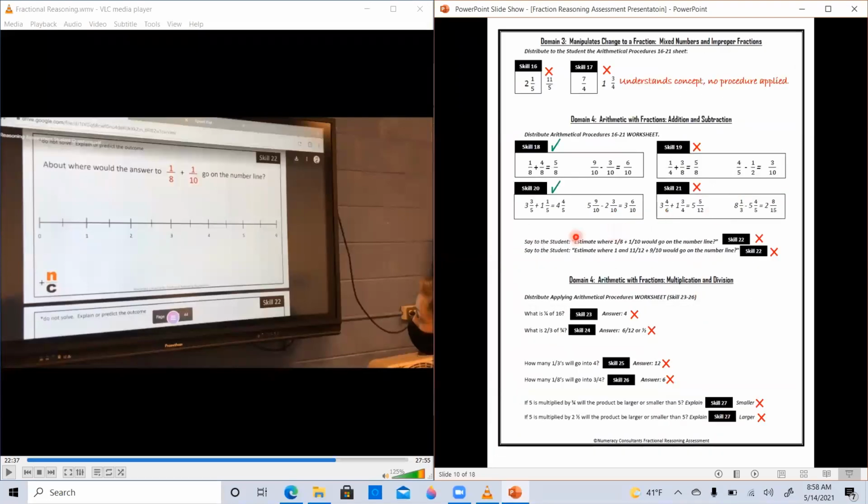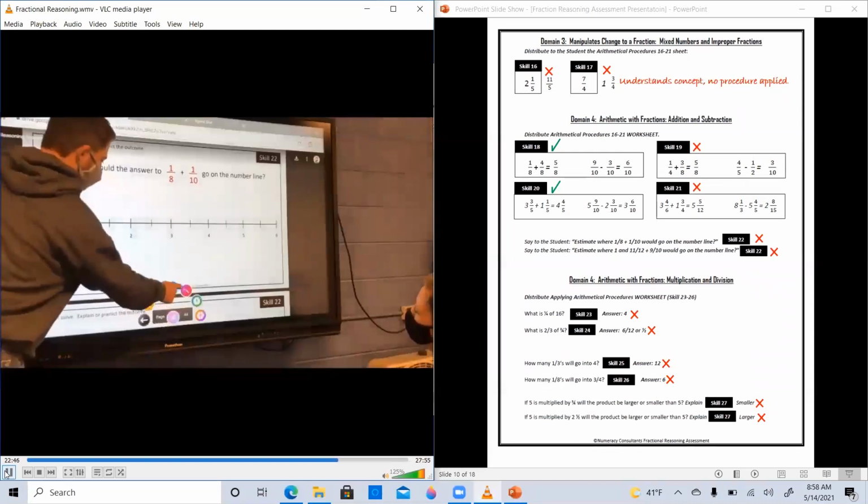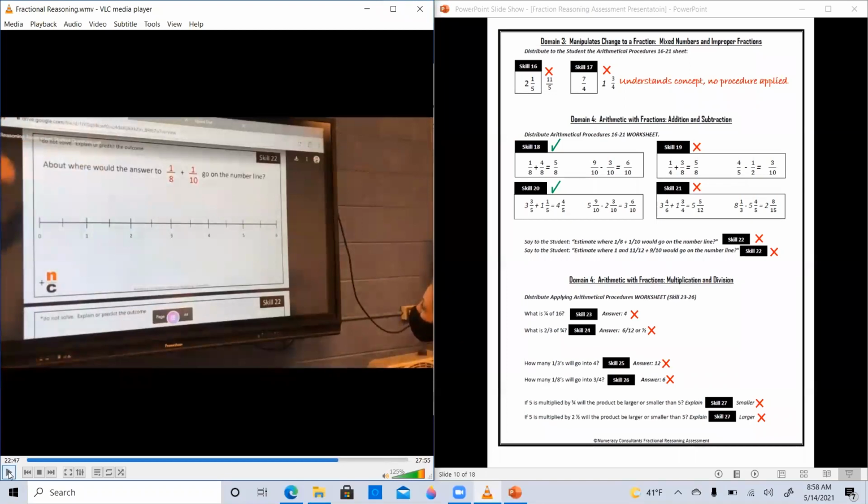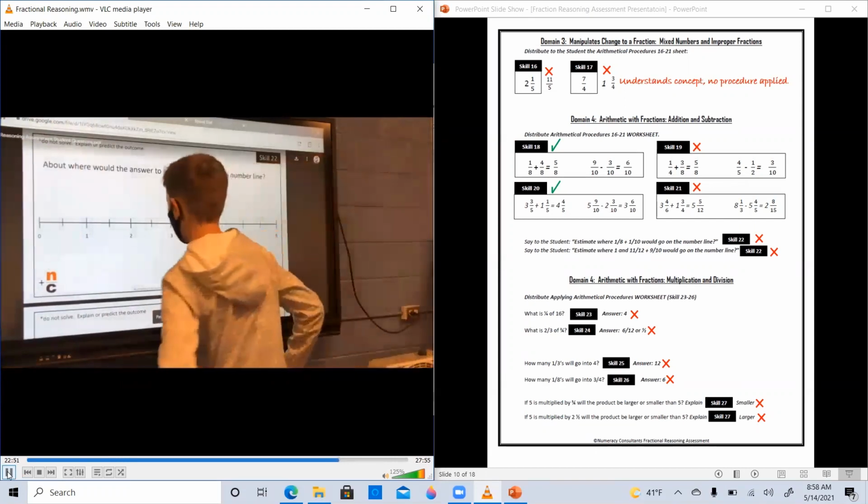So where we're at right here, and it's already scored, we're at estimate where 1/8 plus 1/10 would go on this number line. About where would the answer go? If you're going to draw that, I don't want you to solve the problem, I just want you to draw. Think 1/8 and 1/10, it's going to be really close to 0 or somewhere in between 1/2 and 0. That's what you're looking for. We want to see, without solving this, about where would this go? A dot where you think the answer of 1/8 plus 1/10 would go on this number line.